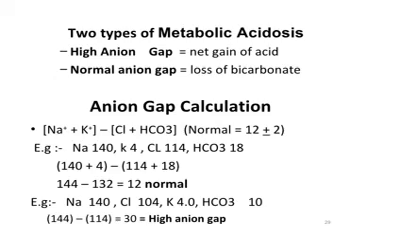So all of you are now familiar with the calculation for anion gap. Example 1 is a normal situation where we have normal levels of sodium 140, potassium 4, chloride 114 and bicarbonate 18. So when you look at the difference between the two, you find that the anion gap is normal, that is 12. In the second case, we find that the total of sodium and potassium is 144, whereas the total of chloride and bicarbonate is 114. That gives a difference of 30, which is a very high anion gap.